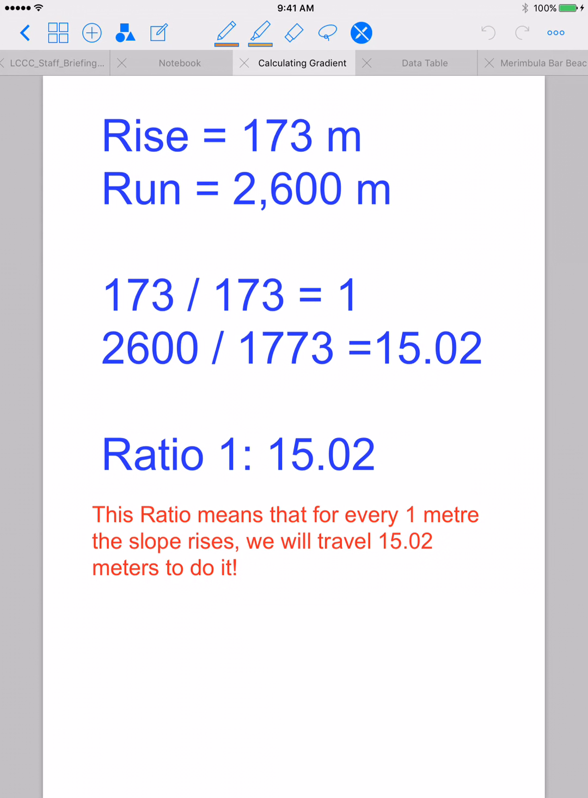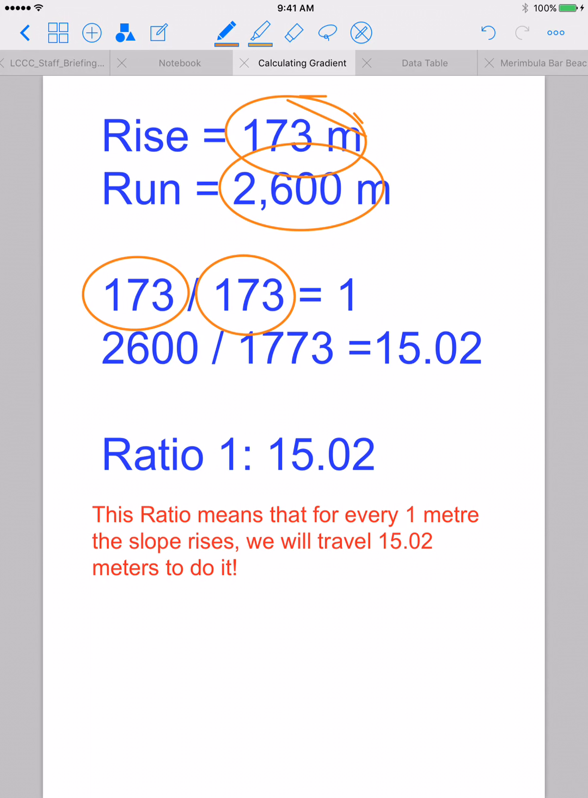Let's go back to our calculation. Rise over run. Once again, we can see that the rise is 173 metres, and the run is 2,600 metres. To work out the gradient of the slope, we need to calculate the division. In order to achieve this, we need to represent our answer as a ratio. So we take 173 metres and we divide it by itself, 173, because 173 divided by 173 equals 1.